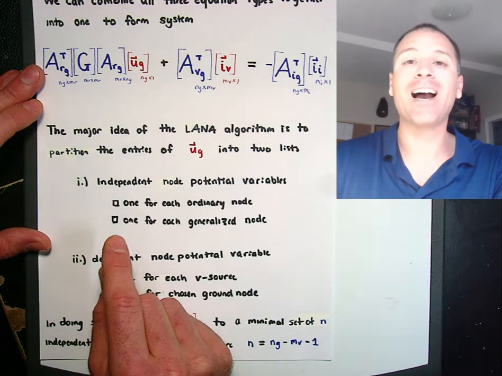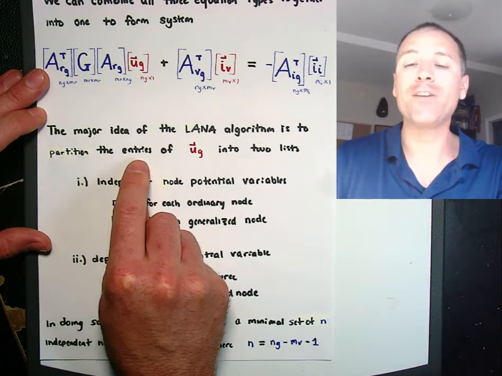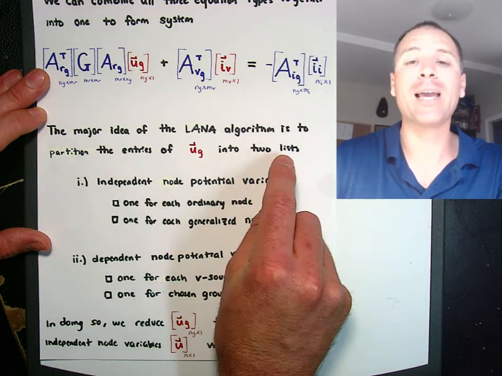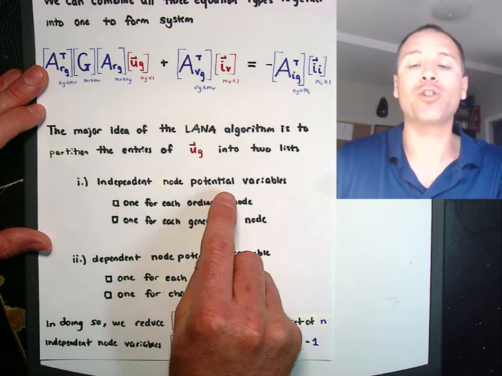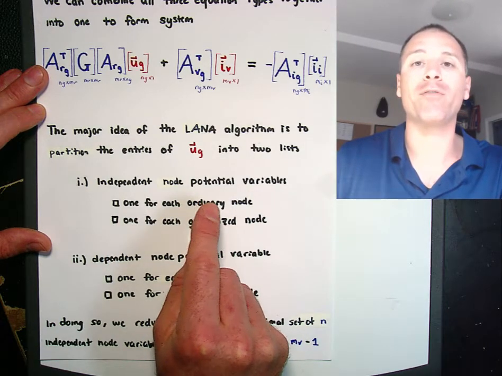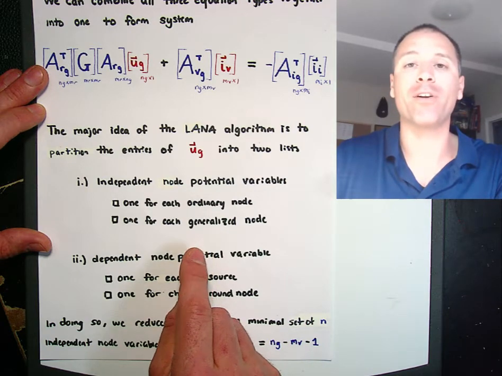The major idea behind the linear algebraic nodal analysis algorithm is to partition the individual entries of the vector U sub G into two separate types of nodes. One of those we'll call independent node potential variables. For each ordinary node, there is one independent variable. And for each generalized node, there is one independent variable.